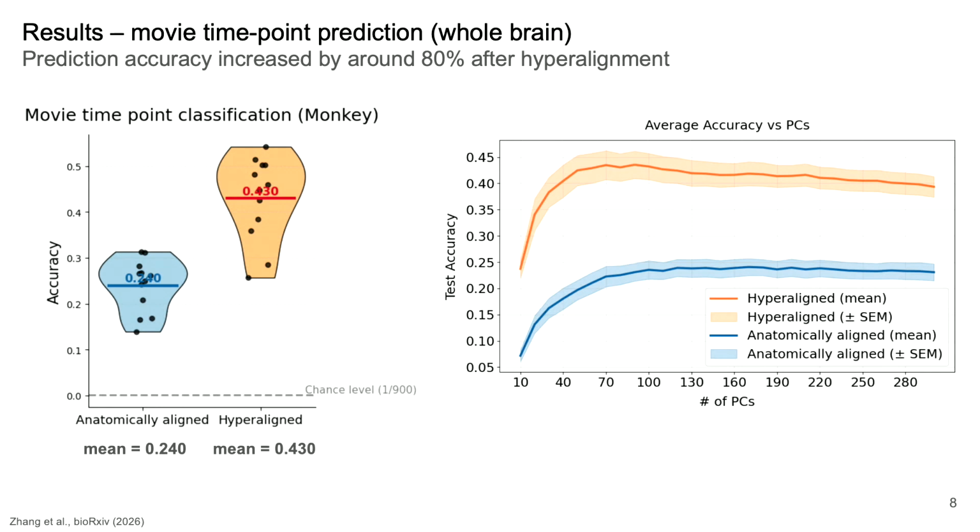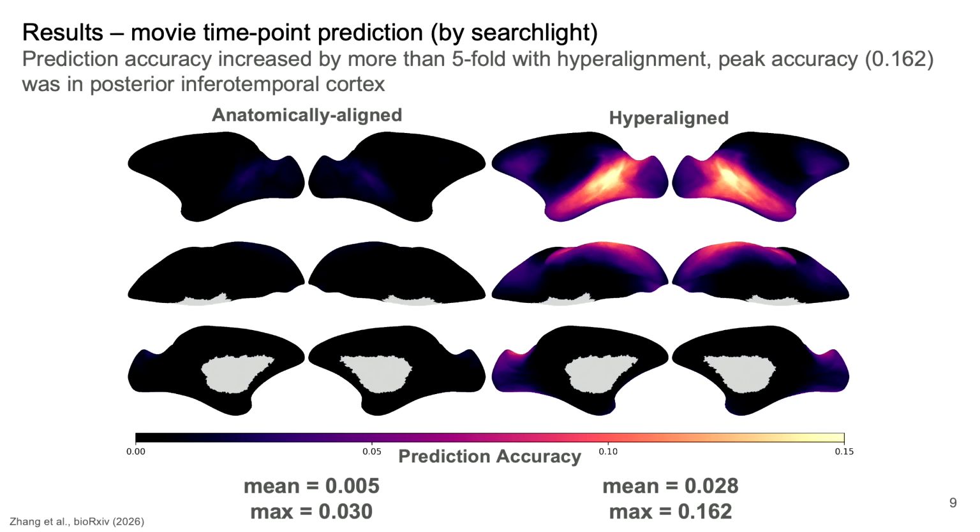So whole brain patterns tell us the information is there, and the searchlight tells us where it lives. When we restrict the analysis to local patterns inside small searchlights, mean accuracy goes from 0.005 to 0.028, more than a 5-fold increase, with the highest accuracy in posterior inferior temporal cortex. Notice that the gain is proportionally much larger locally than it was for the whole brain.